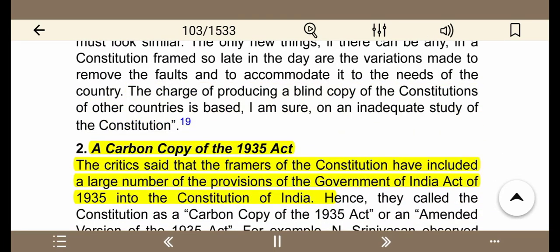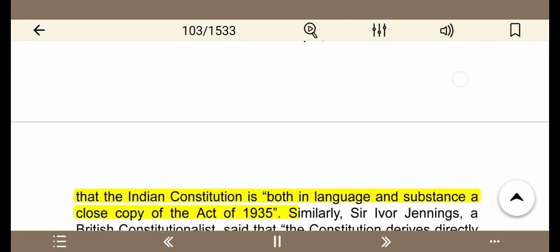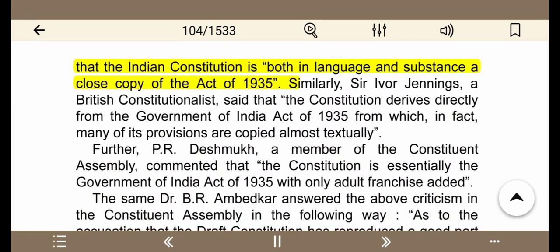2. A carbon copy of the 1935 Act. The critics said that the framers of the Constitution have included a large number of the provisions of the Government of India Act of 1935 into the Constitution of India. Hence, they called the Constitution a carbon copy of the 1935 Act or an amended version of the 1935 Act. For example, N. Srinivasan observed that the Indian Constitution is both in language and substance a close copy of the Act of 1935. Similarly, Sir Ivor Jennings, a British constitutionalist, said that the Constitution derives directly from the Government of India Act of 1935, from which, in fact, many of its provisions are copied almost textually.